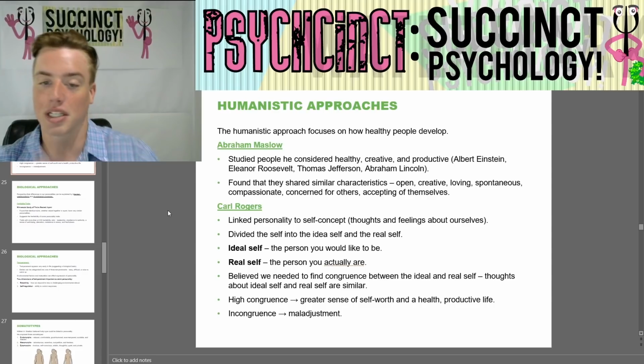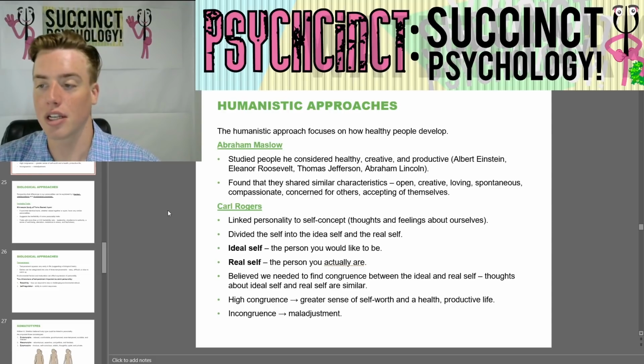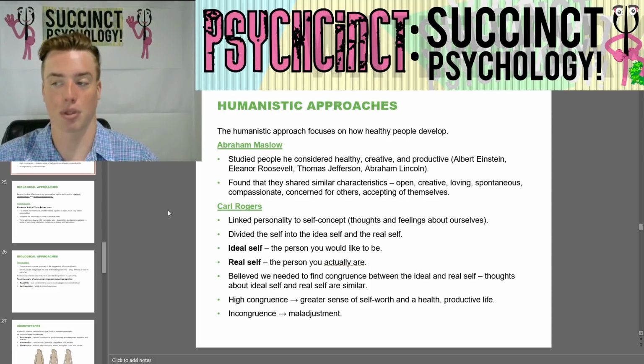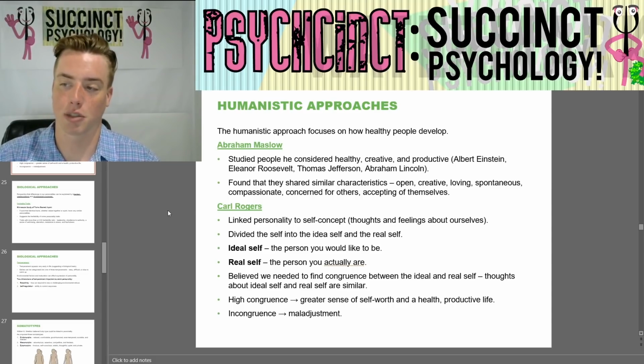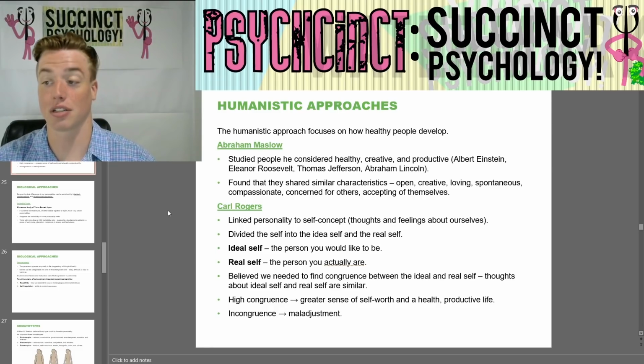Alrighty, so humanistic approaches. The humanistic approach focuses on how healthy people develop. Abraham Maslow studied people he considered healthy, creative, and productive. So Albert Einstein, Eleanor Roosevelt, Thomas Jefferson, and Abraham Lincoln. And he found that they shared similar characteristics. They were open, creative, loving, spontaneous, compassionate, concerned for others, and accepting of themselves.